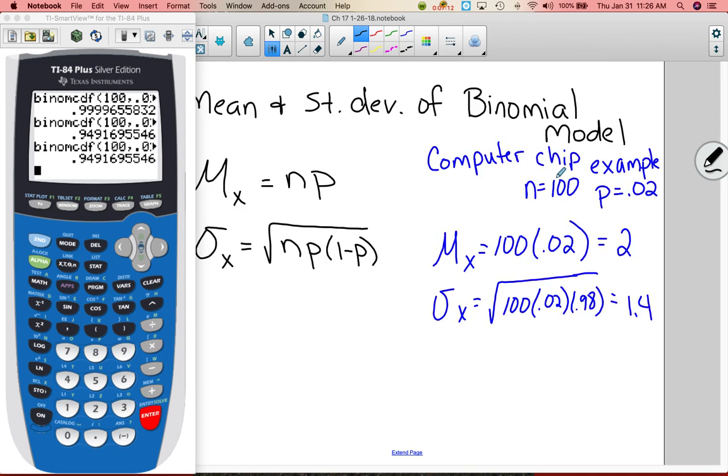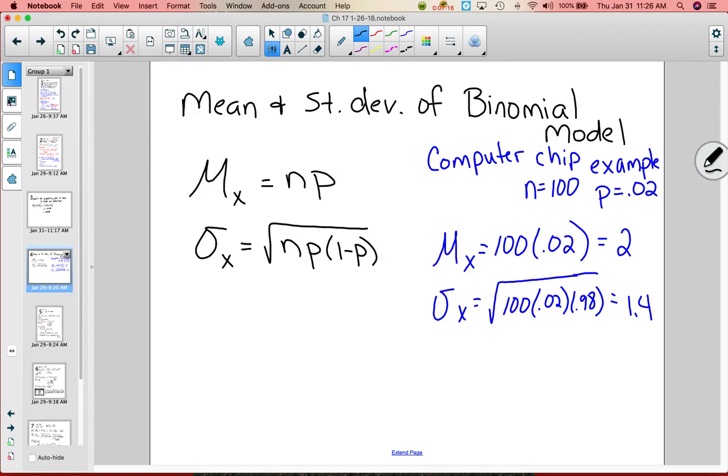0.0508. All right, just like we had a mean and standard deviation for the geometric, we also have a mean and standard deviation for the binomial. So the mean for the binomial model is n times p. The standard deviation for the binomial model is the square root of n times p times 1 minus p, which some textbooks will call the 1 minus p, they'll call that q. That's the probability of failure.